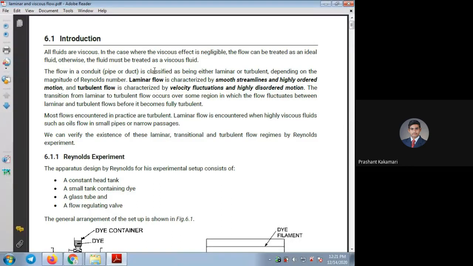Whenever circular cross sections are there, the majority of the time we consider pipe flow itself, because manufacturing costs are less for the pipe, and also it is very easy for construction or fabrication purposes. So in this chapter also we are going to consider pipe flow. It is classified as laminar or turbulent depending upon the magnitude of the Reynolds number.